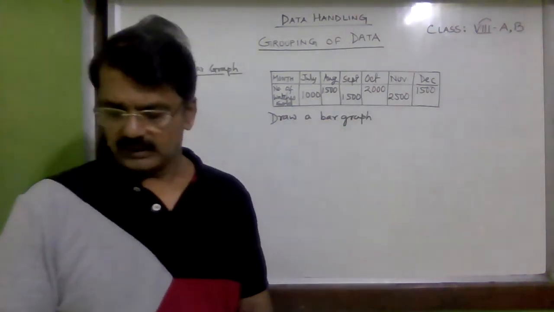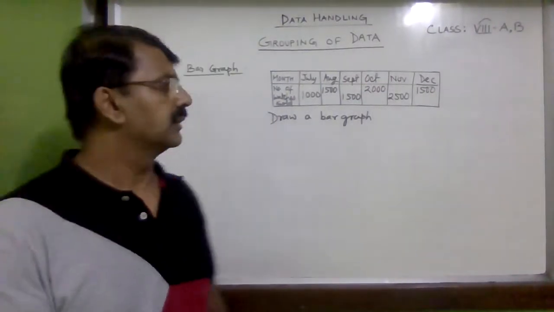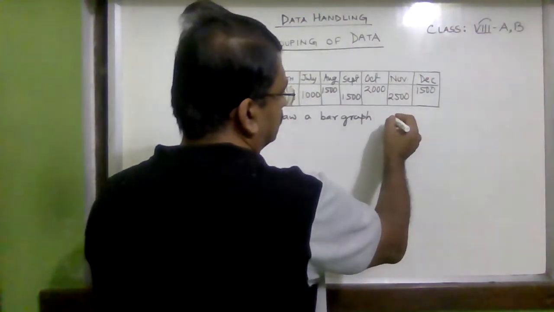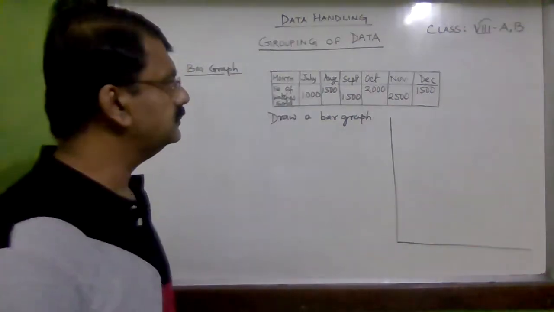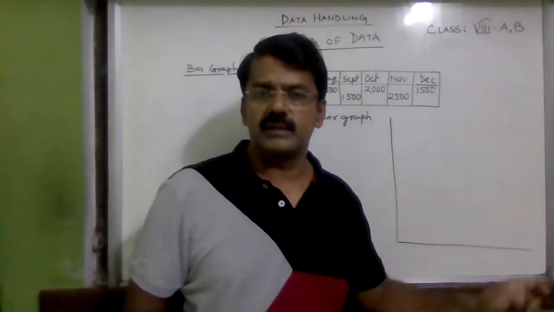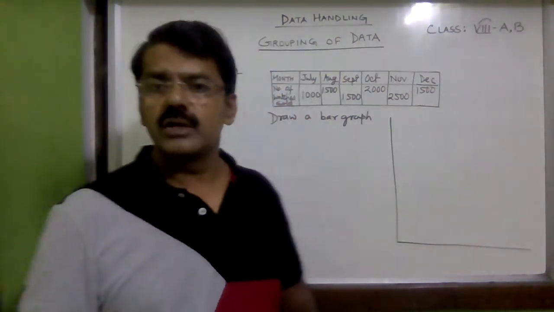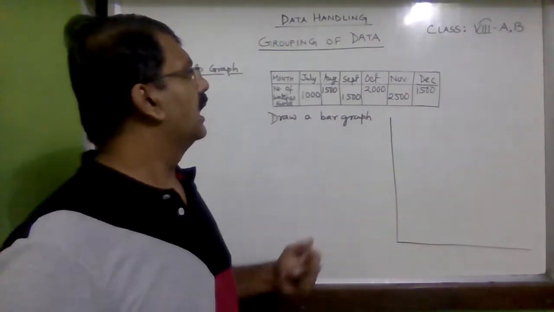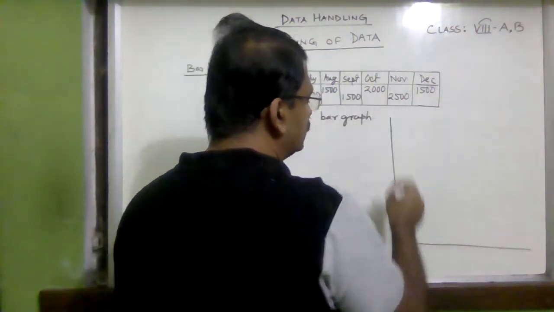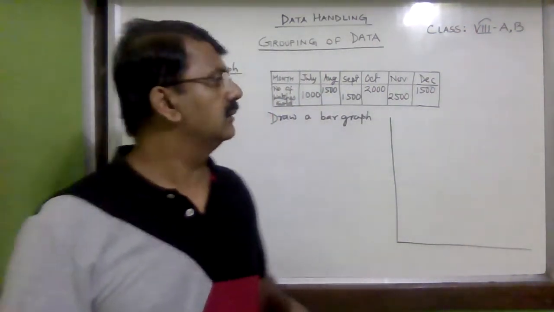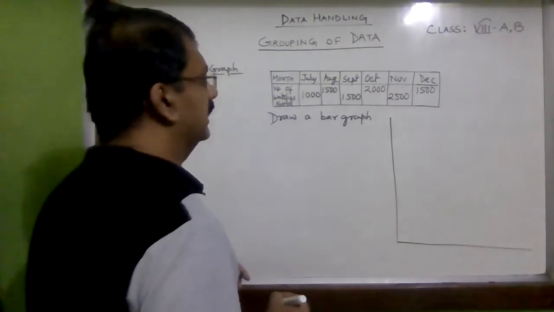Now I'll tell you how to draw a bar graph of this data. So on a graph paper, on the x-axis you have to take the months and on the y-axis the number of watches sold. Okay, now you will choose your scale according to the size of graph paper that you have.